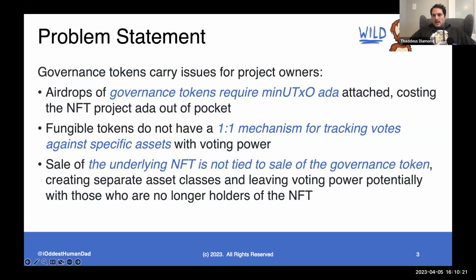I think a lot of standards that come out sort of default to thinking of one asset as one asset, but when you're talking about a PFP collection with several thousand assets, for me to do a governance token would have taken several thousand US dollars at the time I was looking to do it. Secondly, fungible tokens don't have a one-to-one mechanism for tracking votes against specific assets.